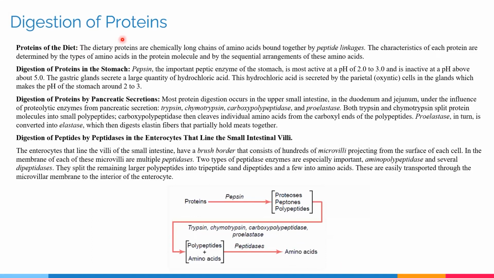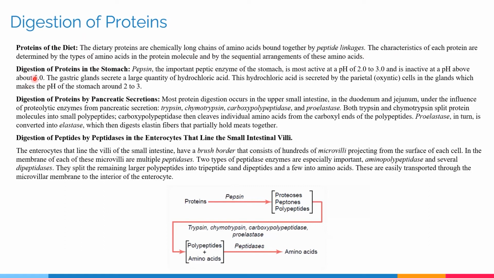Next is the digestion of proteins. The dietary proteins are chemically long chains of amino acids bound together by peptide linkages. The characteristics of each protein are determined by the type of amino acids present in the protein molecule and by the sequential arrangement of these amino acids.